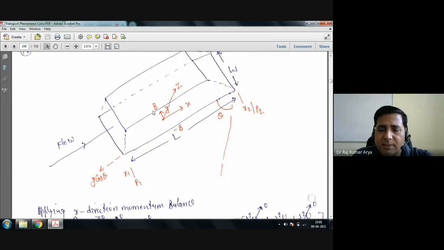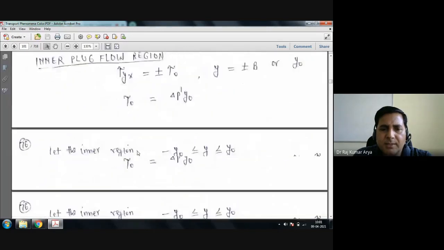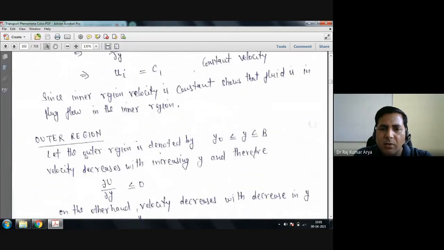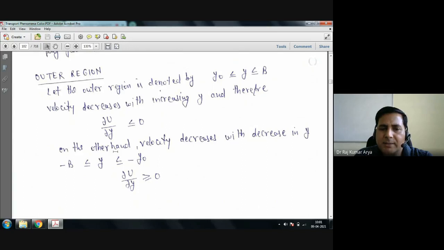That region is called the outer flow region, right? So that's what the next region is, that outer region. What will happen in the outer region? This is from y naught to b, as you are going to the wall or surface. Now the velocity will keep on decreasing because you are going close to the contact. The same thing would be for the lower side.